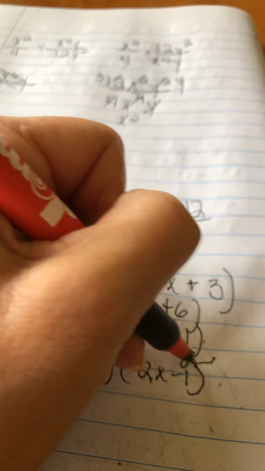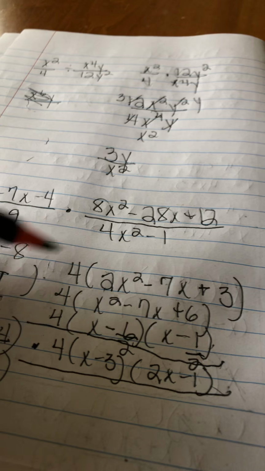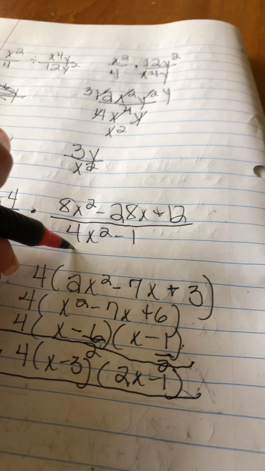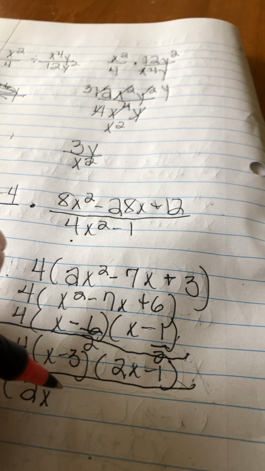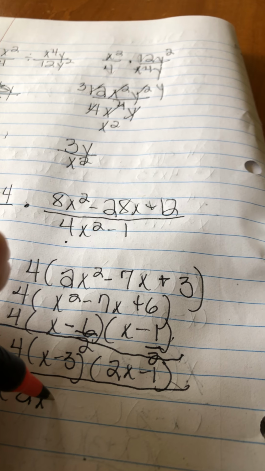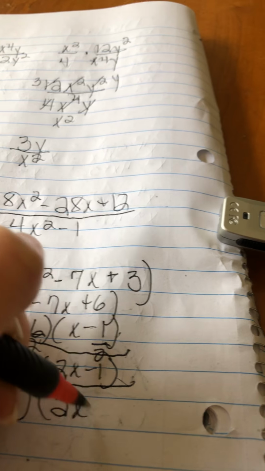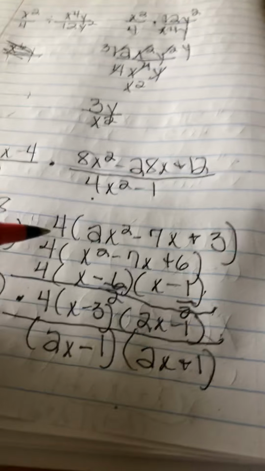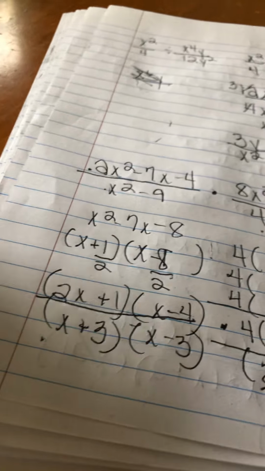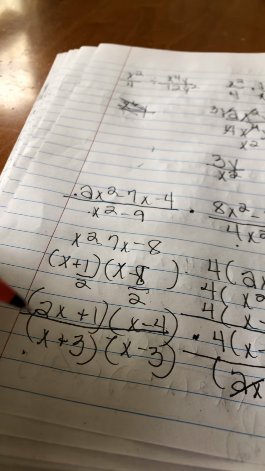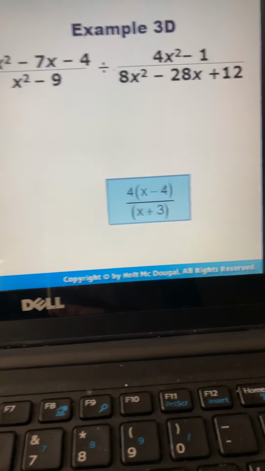I know this is getting really sloppy. Okay, over 4x squared minus 1, which is a difference of squares, which is going to be 2x minus 1, and then 2x plus 1. So now these will cancel. Okay, and then we come over here and we're going to see if there's anything that will cancel out here, and there's not. So let's take a look at this.